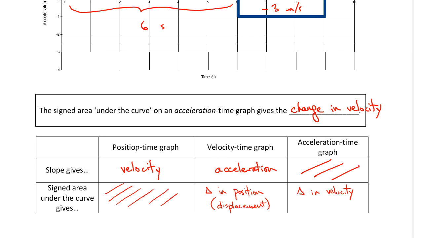Now, therefore, if you think about position, velocity, and acceleration as a kind of continuum, then taking the slope moves us in this direction. Finding the slope of a position time graph gives us the velocity. Finding the slope of a velocity time graph gives us the acceleration. And finding the area under the curve moves us in the opposite direction, where finding the area under an acceleration time graph gives us change in velocity, and area under a velocity time graph gives us change in position.